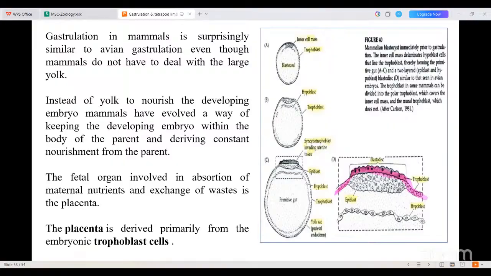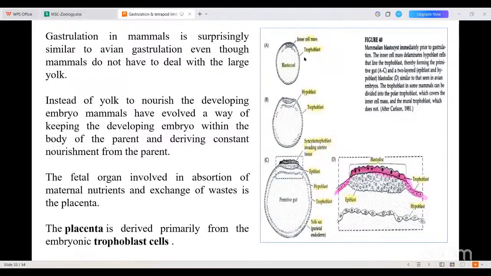Okay, so how is the placenta being formed? The placenta is being formed by the embryonic trophoblast cells. The trophoblast cells are the ones that are going to give rise to placental cells.